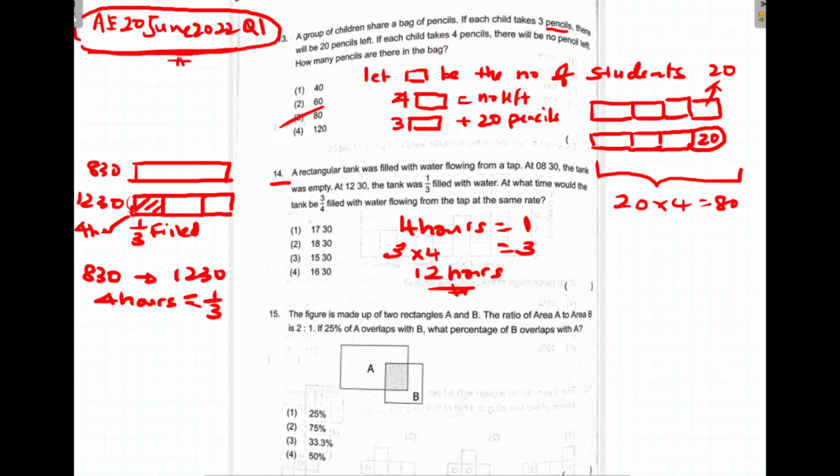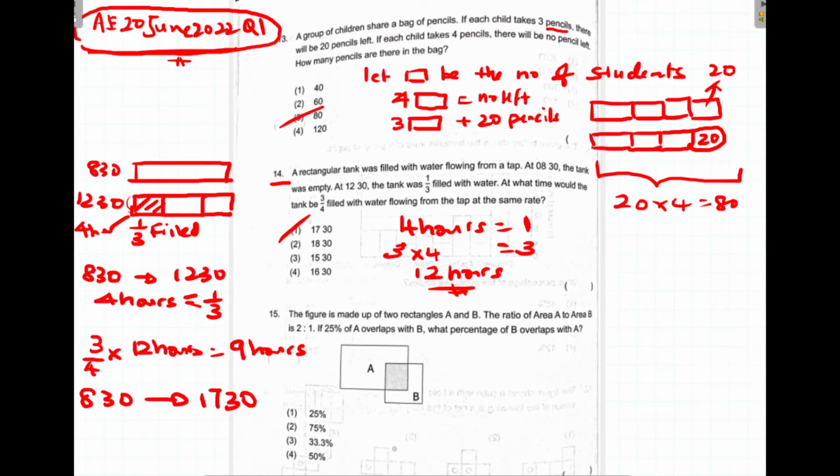And then it's asking you, at what time would the tank be 3/4 filled with water flowing from the tap at the same rate? So now I want 3/4 full. 3/4 times 12 hours, it will take me about 9 hours. 9 hours from 8:30 in order to fill 3/4 of the tank. So I start from 8:30, right? 9 hours will be about 17:30, which is 5:30 p.m.